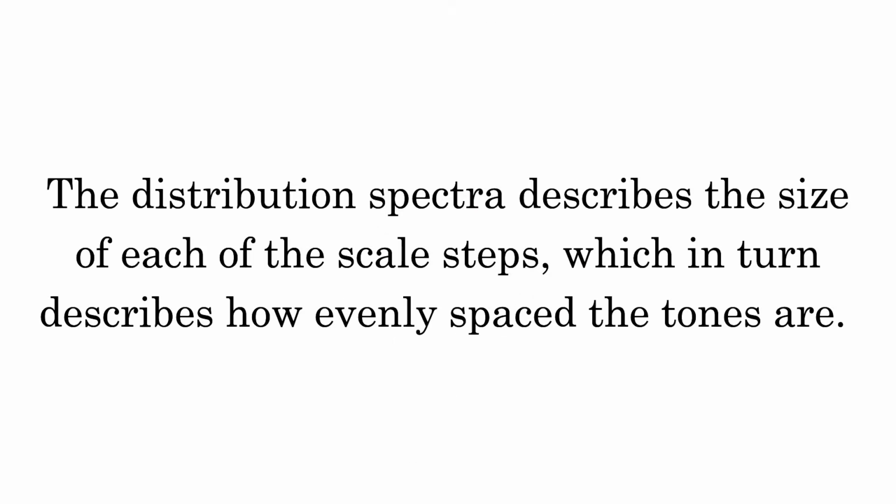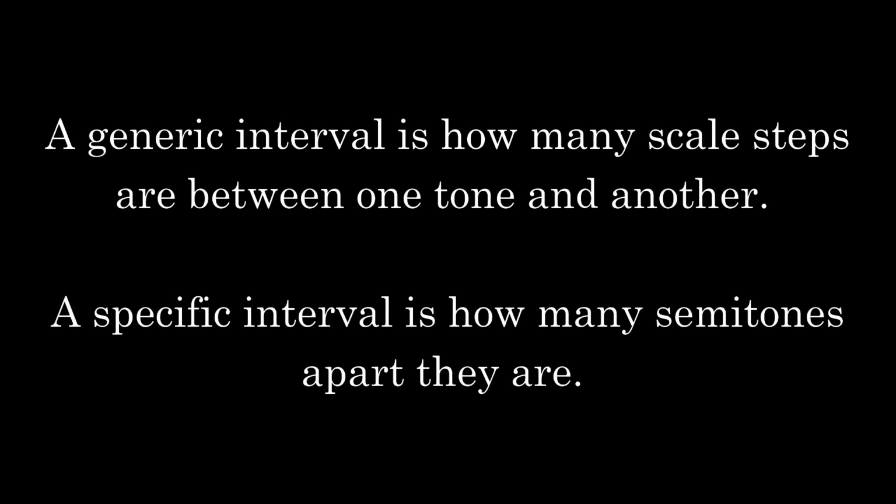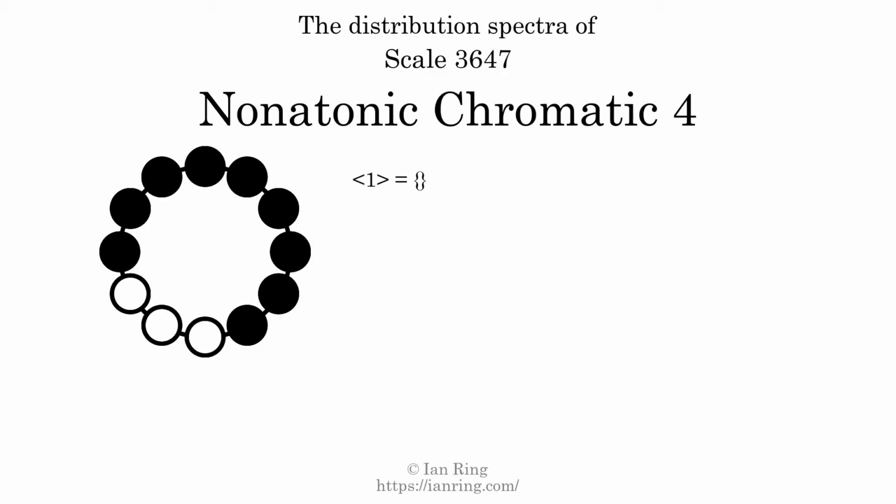The distribution spectra describes the size of each of the scale steps, which in turn describes how evenly spaced the tones are. A generic interval is how many scale steps are between one tone and another. A specific interval is how many semitones apart they are. The generic interval of one scale step comes in 2 different specific interval sizes, 1 semitone and 4 semitones. The spectrum width of this generic interval is the highest, 4, minus the lowest, 1, which equals 3.